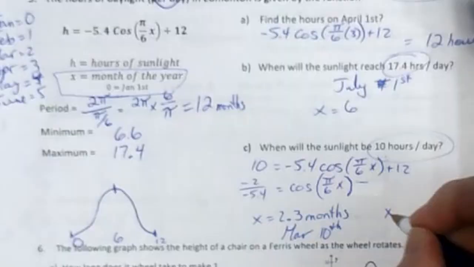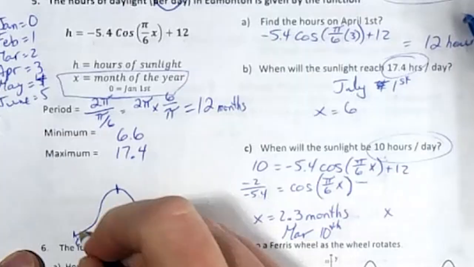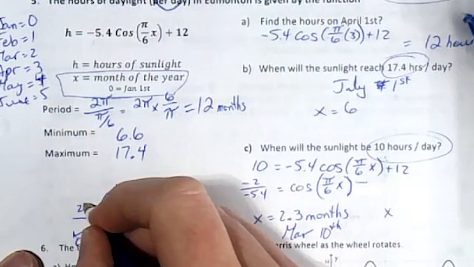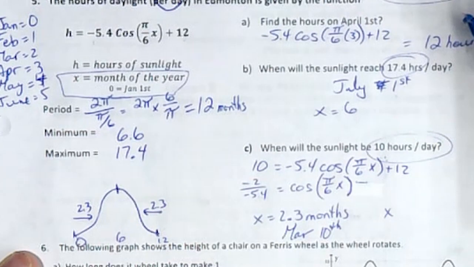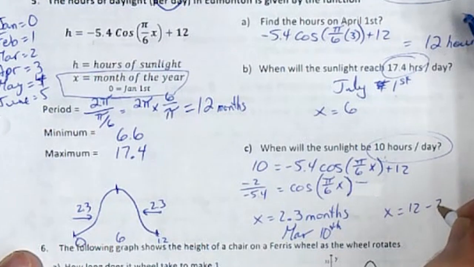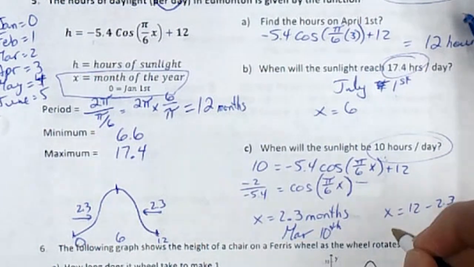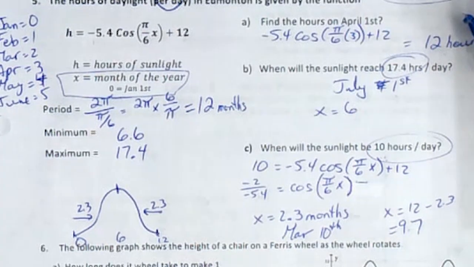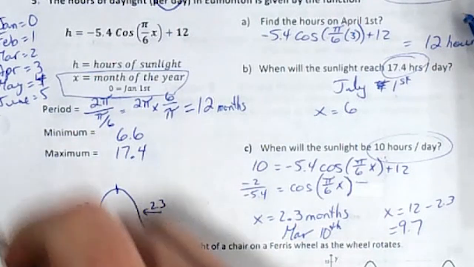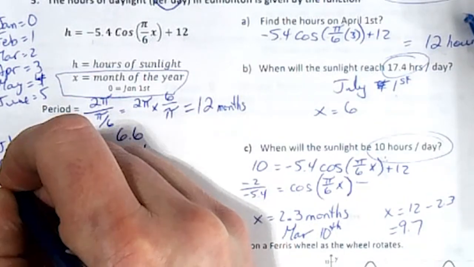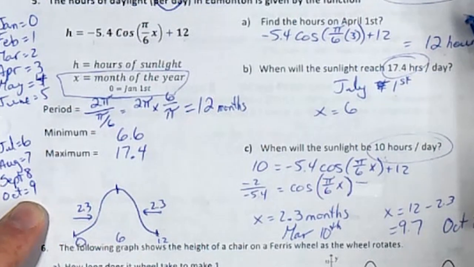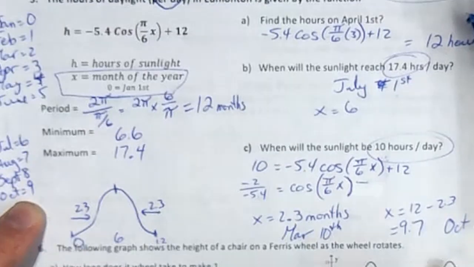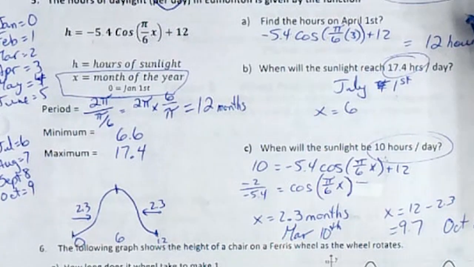To find the second answer, we're going to go to the end, 12, and we're going to go backwards. So we already did 2.3 from 0, 12 minus 2.3. And if we continue our table, so October is 9, so this is near the end of October, probably roughly October 20th, 1/3 of the way to November, or 2/3 of the way to November.